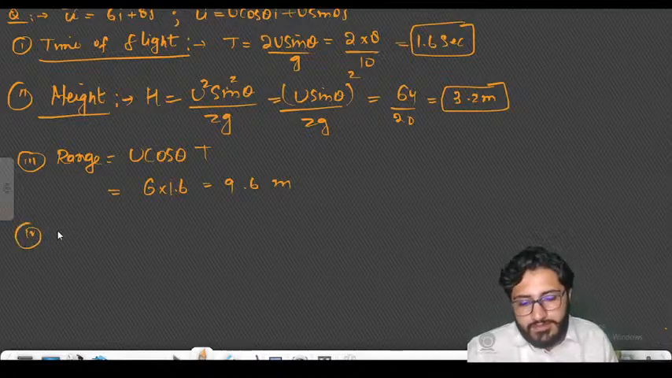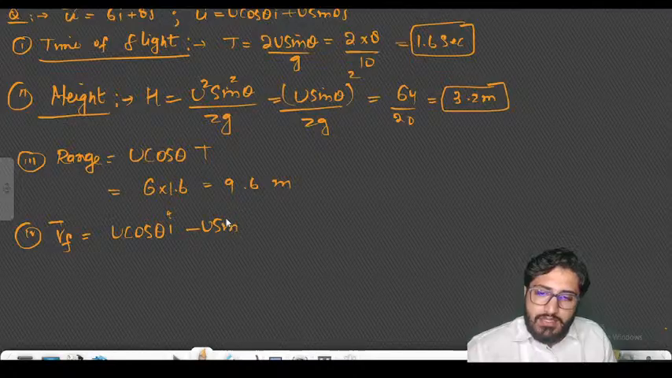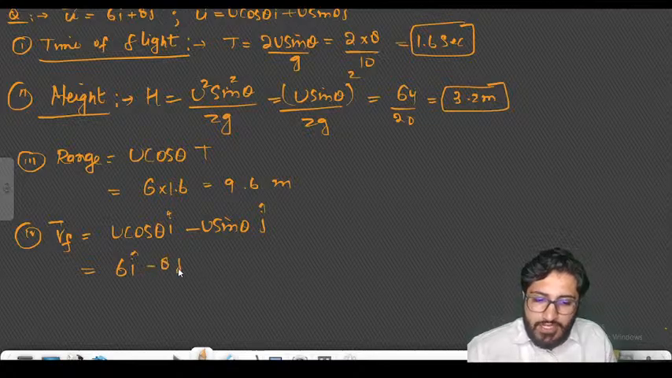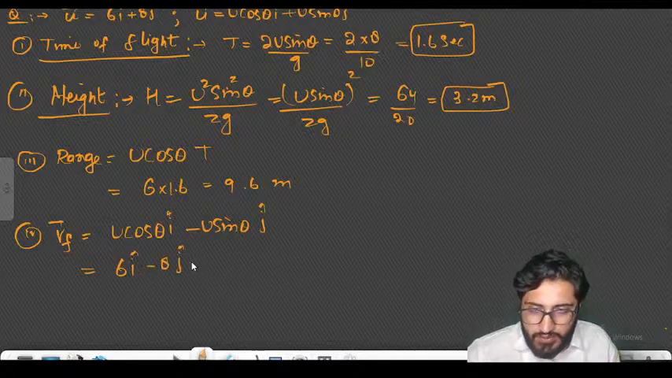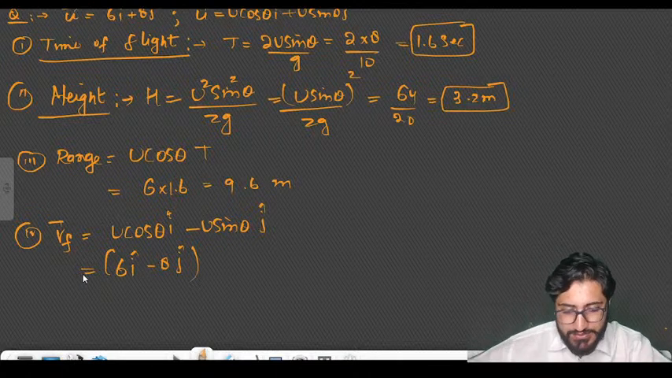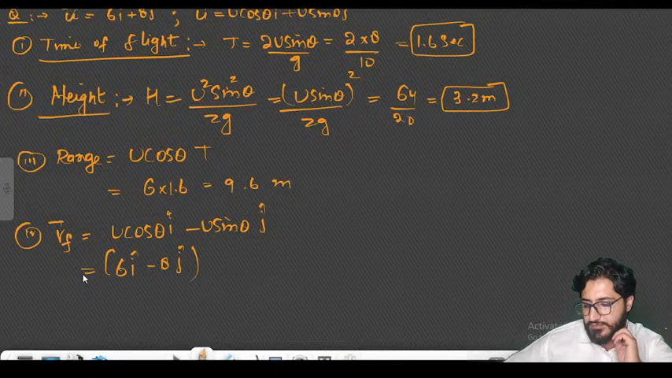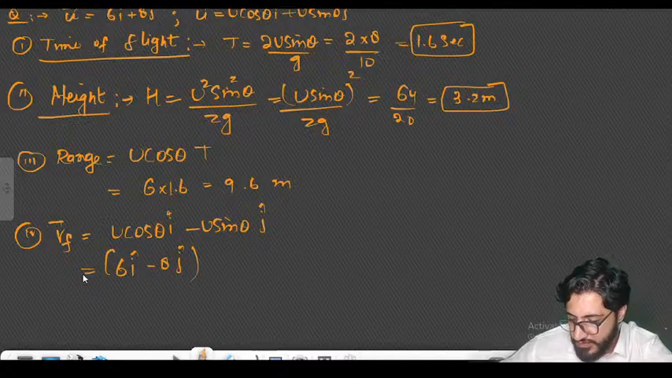Final velocity. Is it u cos theta i cap minus u sine theta into j cap? U cos theta is 6 i cap minus 8 j cap. Yes or no? These are my answers. Easy or super easy? Super easy, no?